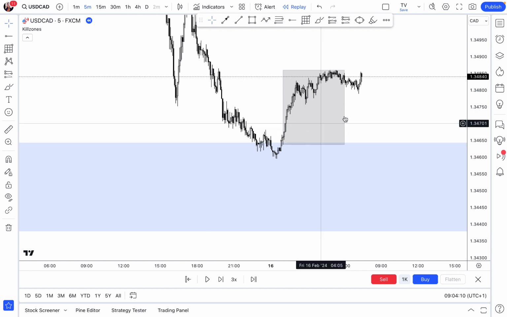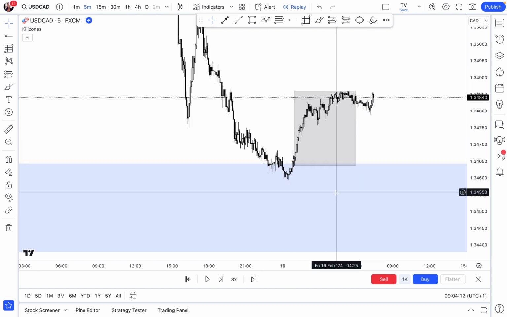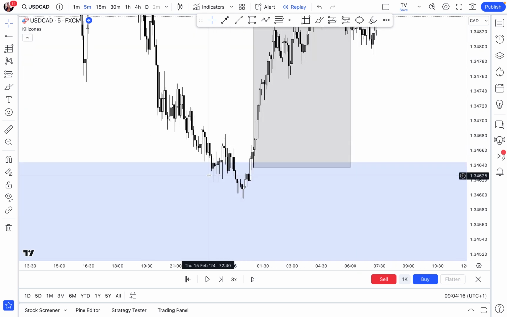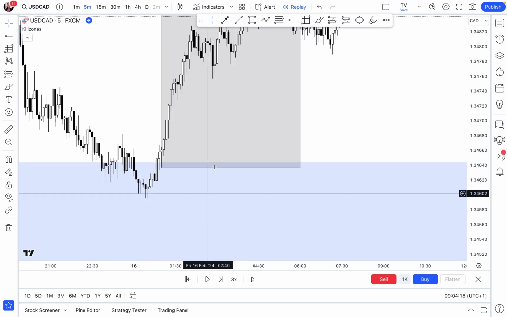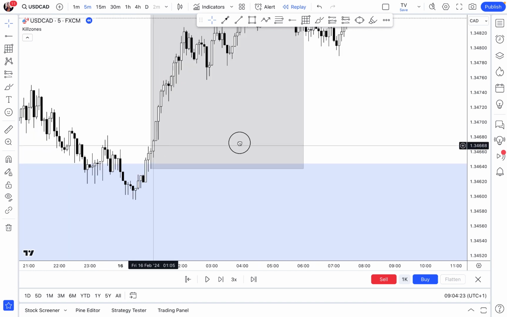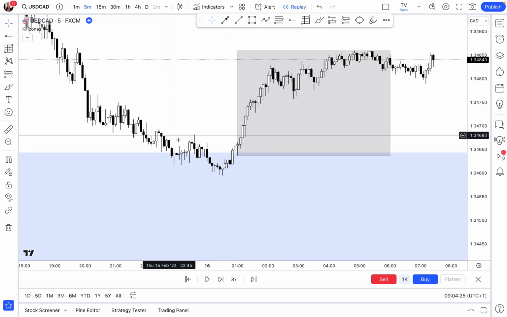So on this particular day, when price tapped into this zone, it was already past our trading hours, because we only trade London and New York session. And as you can see, when price came into this zone, it was already close to Asian session. I will be sleeping at this particular time.